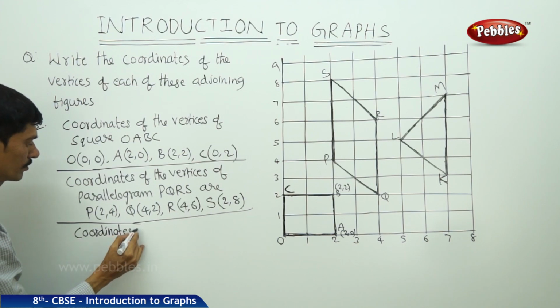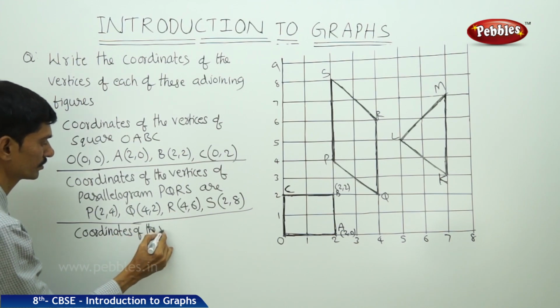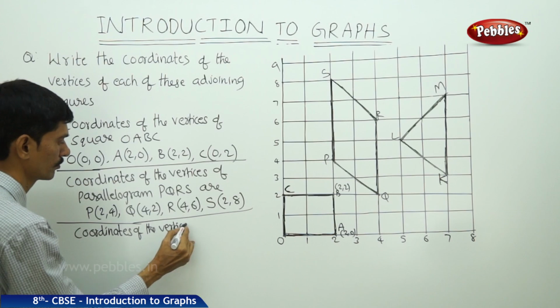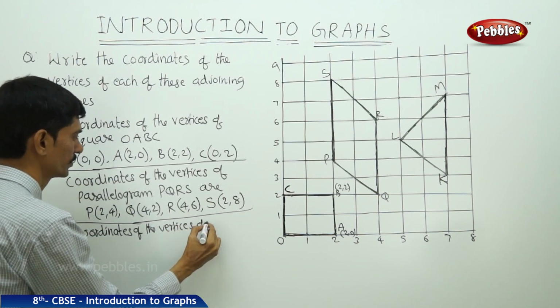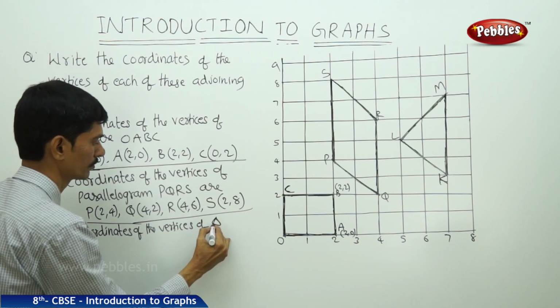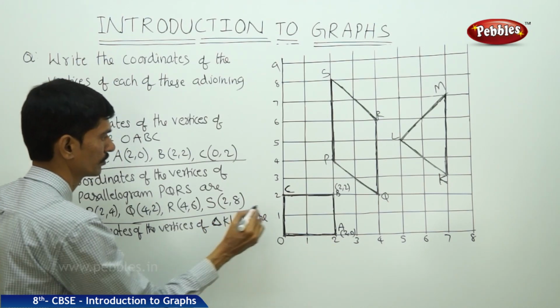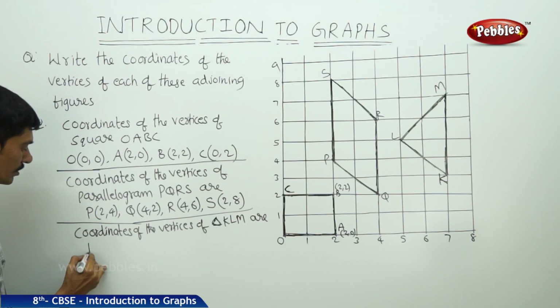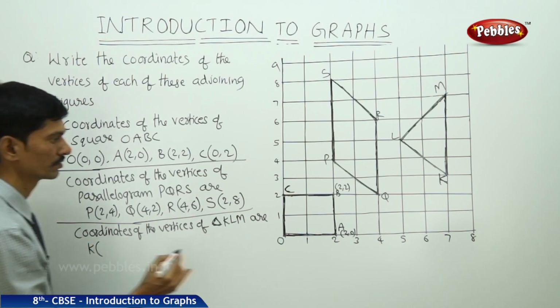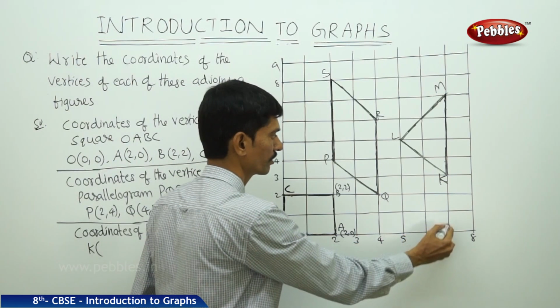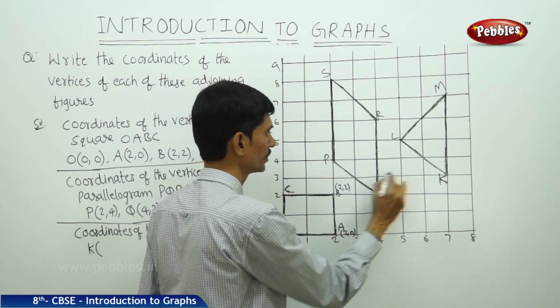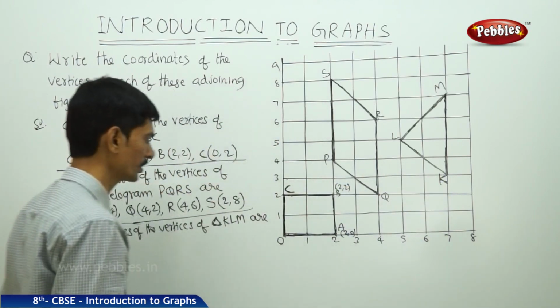Coordinates of the vertices of triangle KLM are, so the first vertex K and its coordinates are, x coordinate is 7 and y coordinate is 3. So its coordinates are 7, 3.